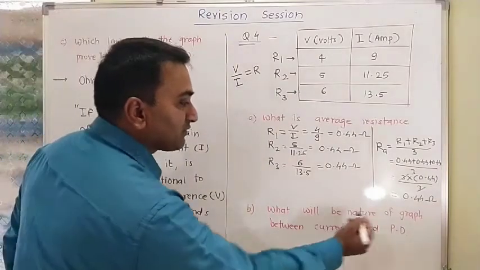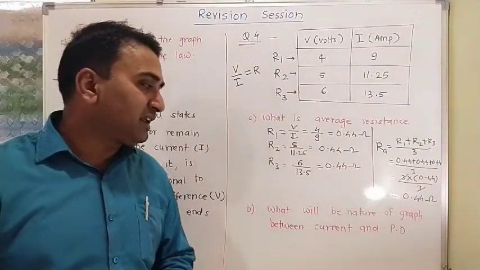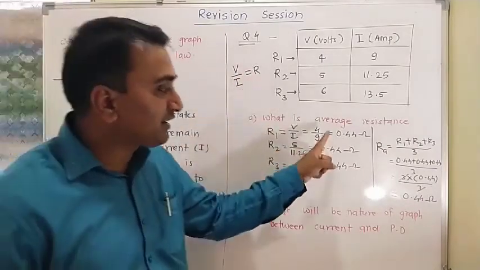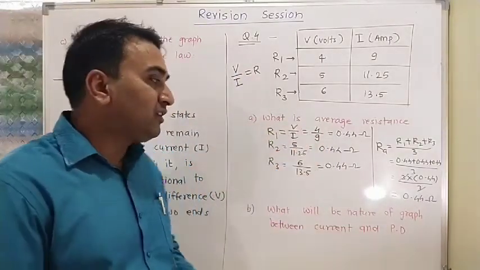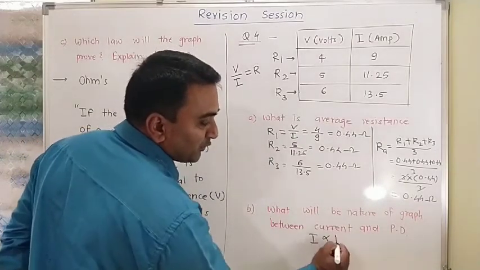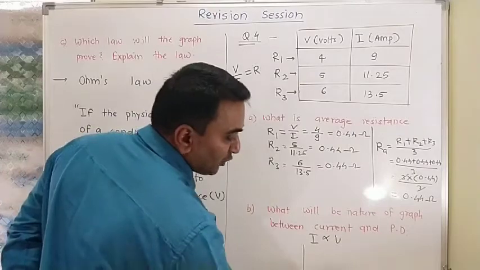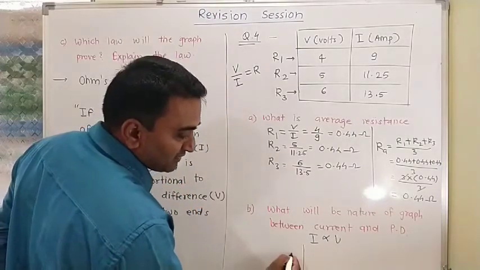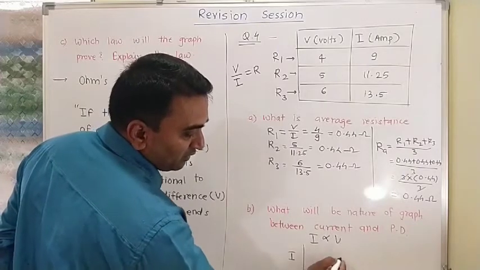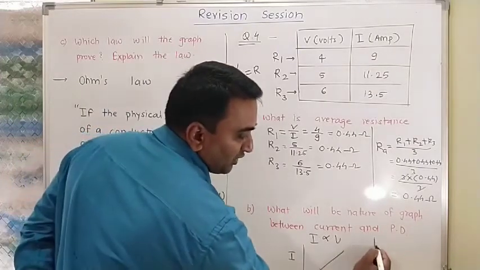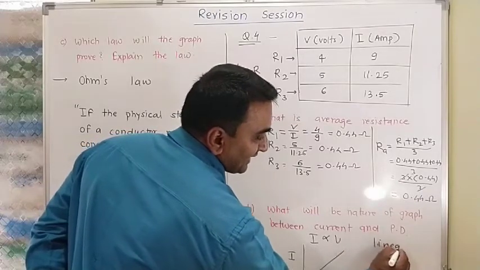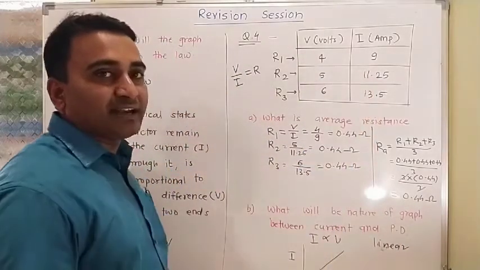So second one, what will be the nature of the graph between current and potential difference? See, as the ratio is constant everywhere, definitely the current in the circuit is directly proportional to voltage. So when we consider here current and here potential difference, wherever you go, the graph is linear. So what kind of graph are we getting? We are getting a linear graph, that is a straight line.